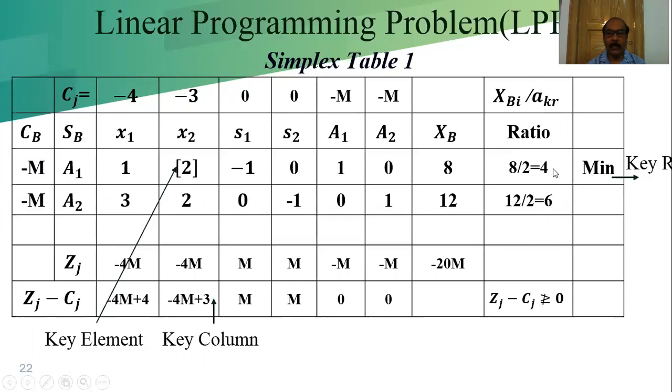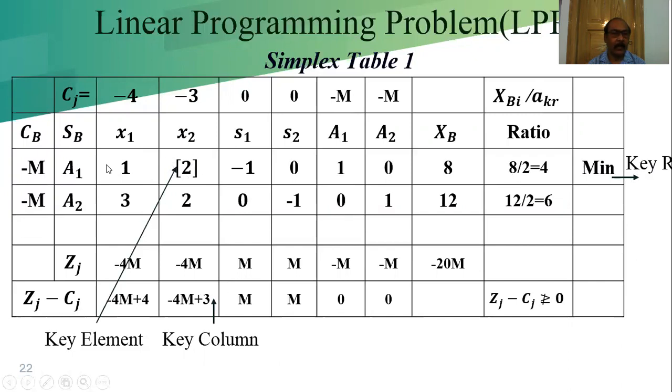Minimum of 4 and 6 is 4, corresponding to the artificial variable A1. That means A1 is going out. That row corresponding to A1, the first row, is our key row, and A1 is the departing variable and X2 is our entering variable. The intersection of the first row and second column, that means element A12, is our key element.